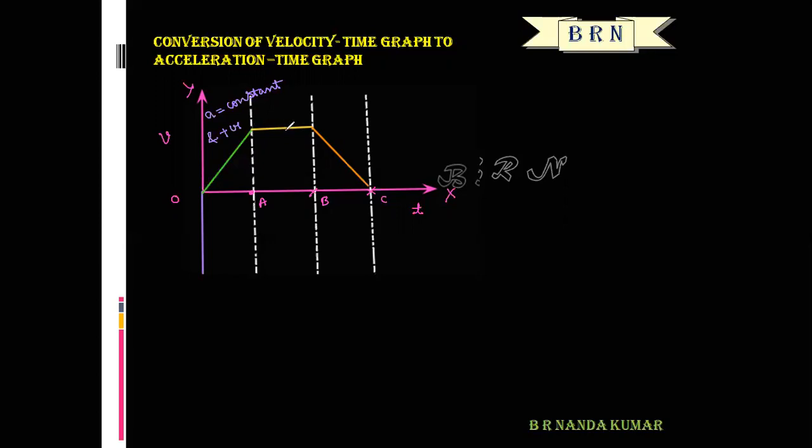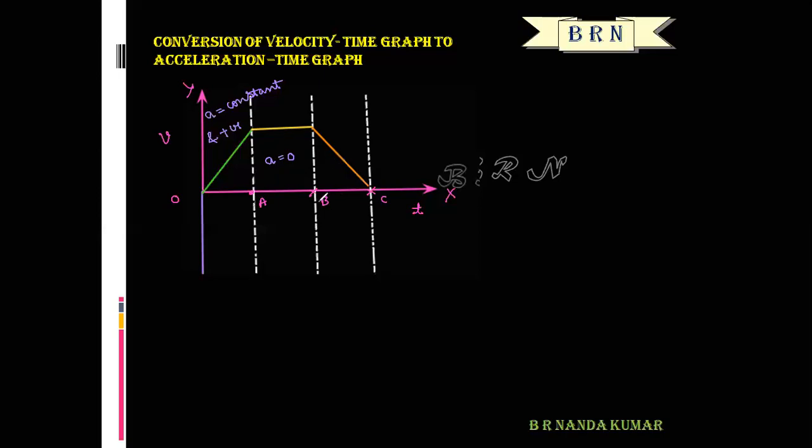Okay, so for a particle moving with constant velocity, what is its acceleration? That is very important, right? So acceleration is how much? For a particle moving with constant velocity, its acceleration is equal to 0. Is it not? So after that, in the time interval B to C, what is the nature of motion of the particle?